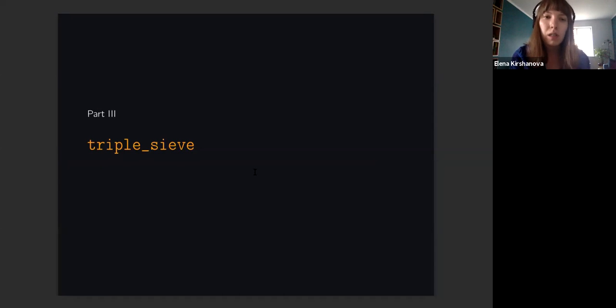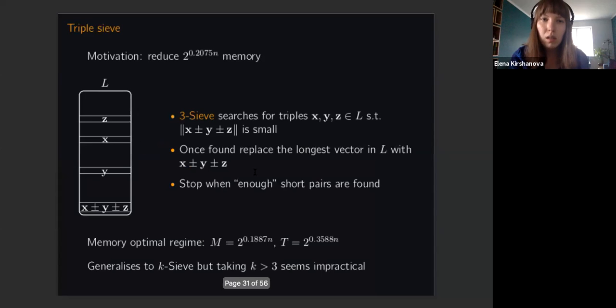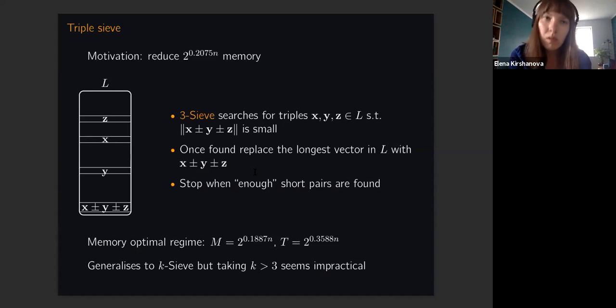Triple sieve is, if we look at it as an extension of Nguyen-Vidick sieve, the main motivation for the triple sieve is to reduce the memory. Because the hope is that when you look not for pairs but for triples, you may need fewer vectors in your database to actually find reductions. You may need fewer vectors, but you may spend more time.